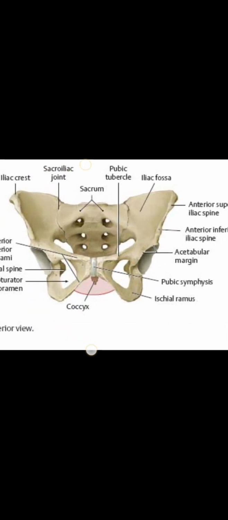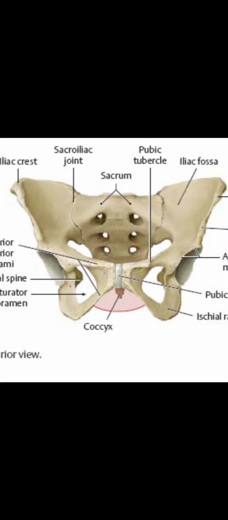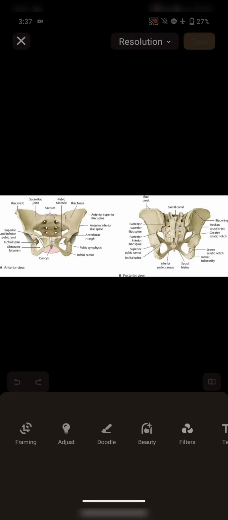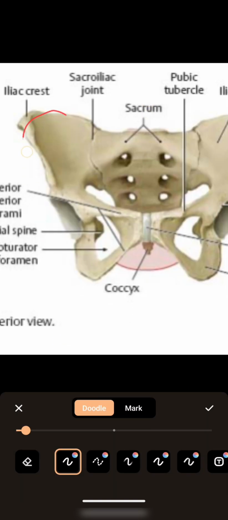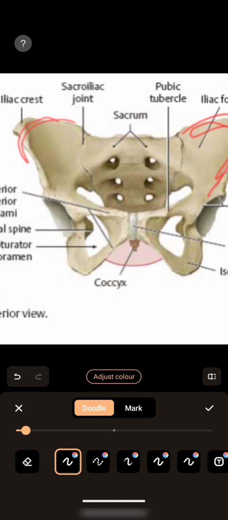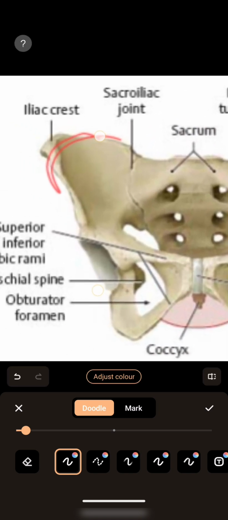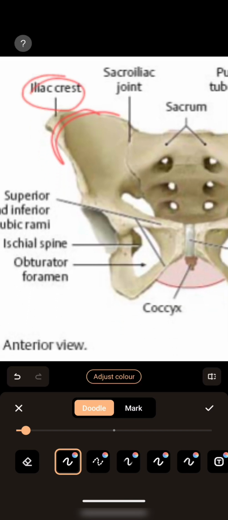So now we are going to study the ilium. The ilium is the large flared out part. This large flared out part is the ilium. Over there also is the ilium, this large flared out part. And when we place our hands on our hips, we are placing them directly onto this iliac crest. So this is the iliac crest.